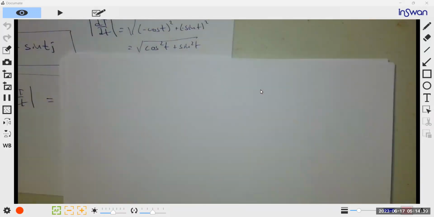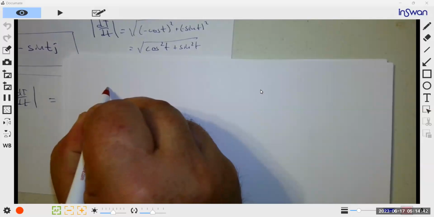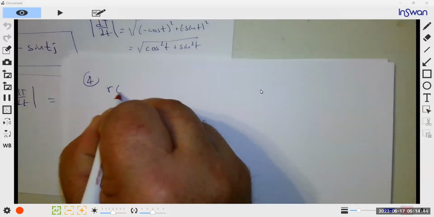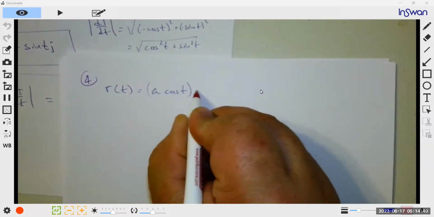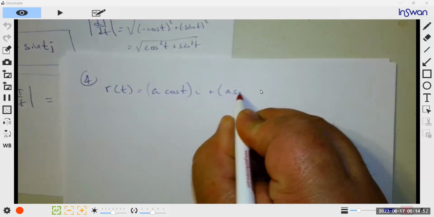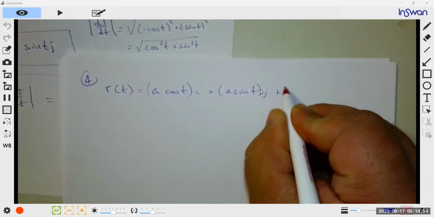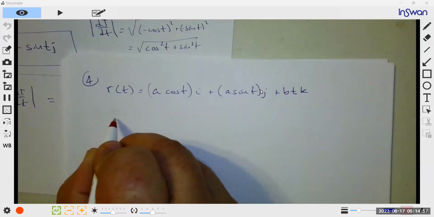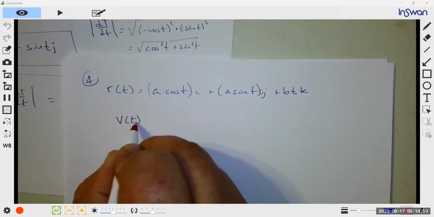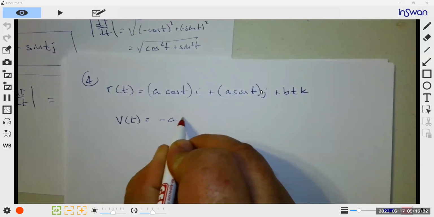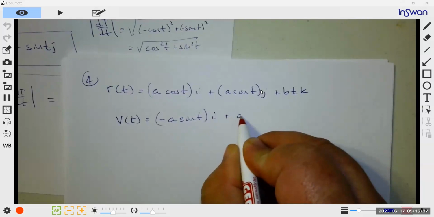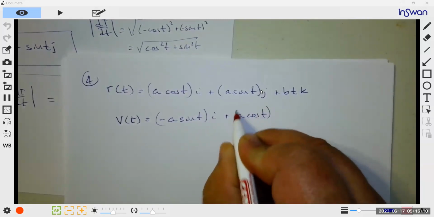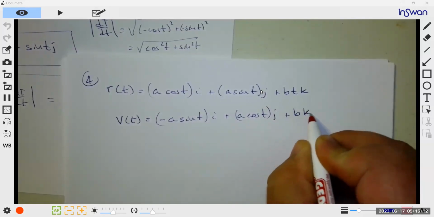Let me redo that one. I totally forgot about the B value. This is number 4. We have a cosine t i, a sine t j, bt k. The derivative is negative a sine t i, a cosine t j plus b k.